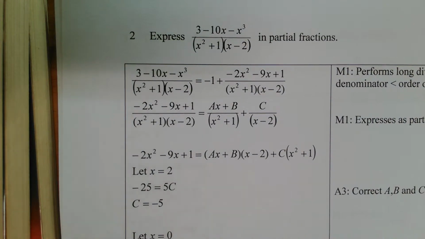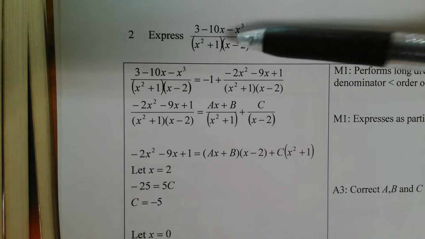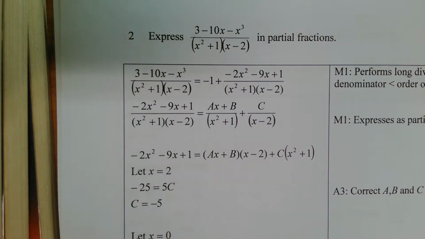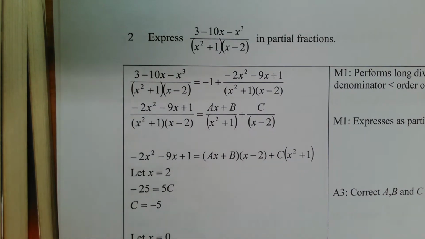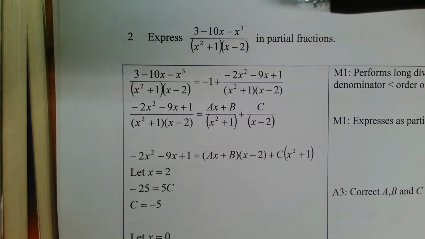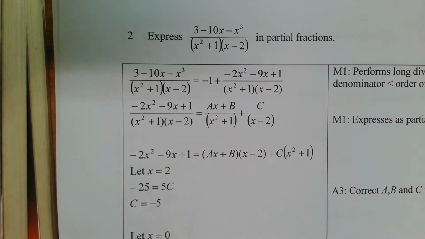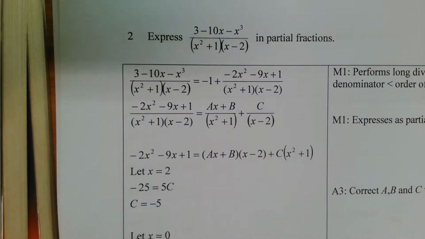Question 2 is a question about partial fractions, whereby we have to express this term in partial fractions. First thing before you begin any question for partial fractions is to check whether the order of the numerator is less than the order of the denominator. In this case, you notice that the order of the numerator is 3, and the order of the denominator, x squared times x, is also 3. So in this case, we have to employ long division.